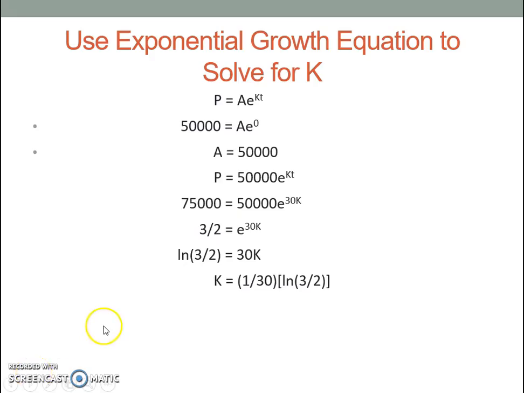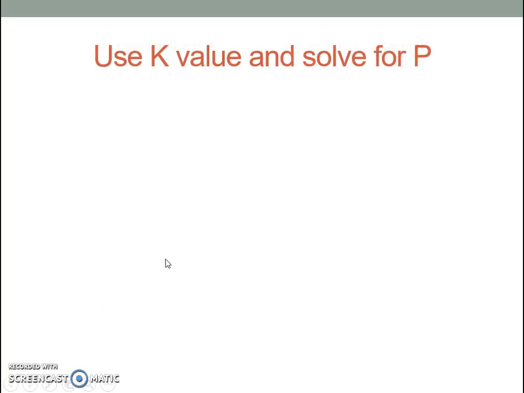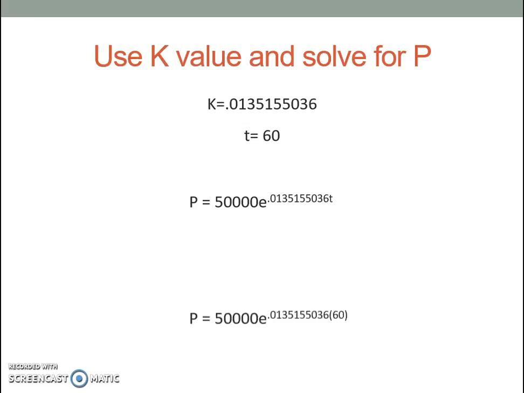So now we have k as our decimal approximation of 0.01351555036. With this, we will now use the k value and solve for P. So we will use our k value that we just solved for, and a time of 60 because we're solving for the year 1990. We will plug each of these values into the P equation, and then we will put this in our calculators and solve.